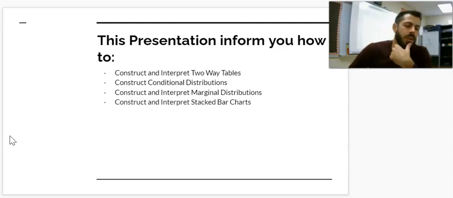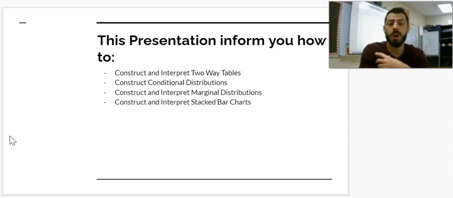Most of the time, you're going to learn what a conditional distribution is. You're going to learn what a marginal distribution is, and then you're going to learn how to construct and interpret stacked or segmented bar charts.